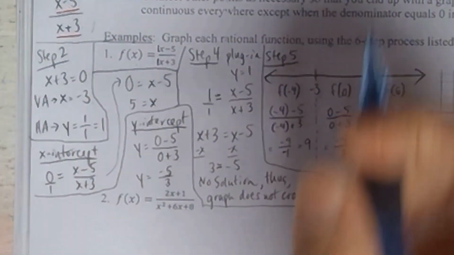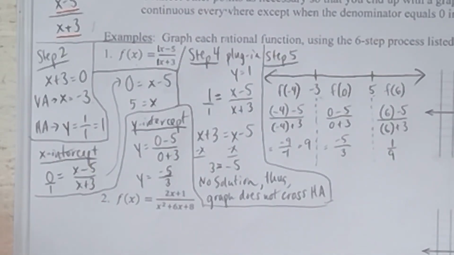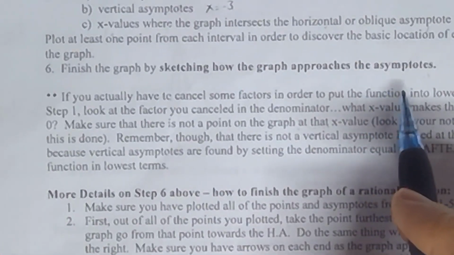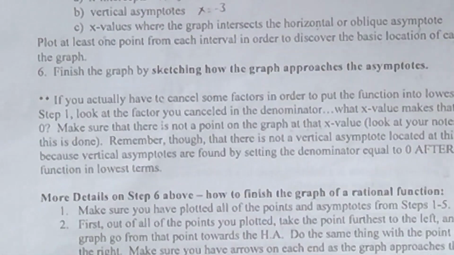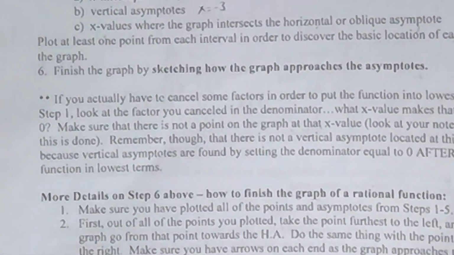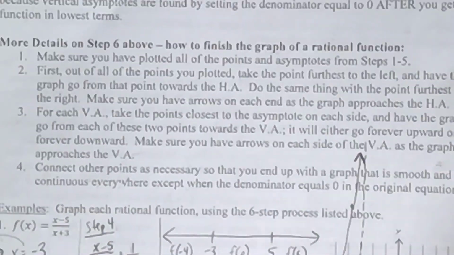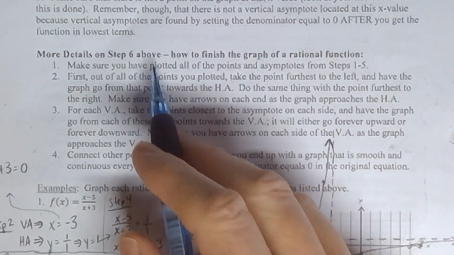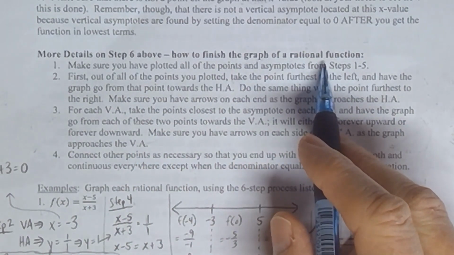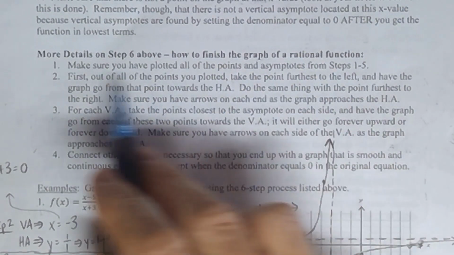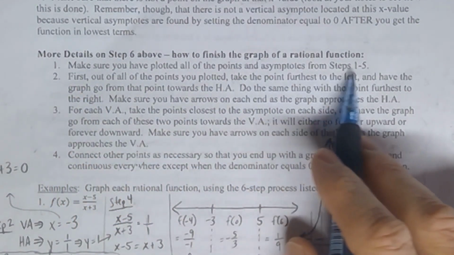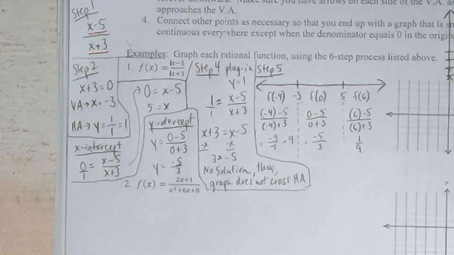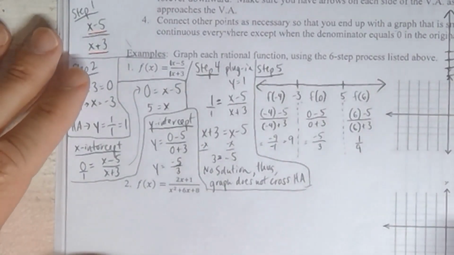So let's go ahead and see what the next step here is. It says finish the graph. Finish the graph by sketching how the graph approaches the asymptotes. Okay, well, that seems like it's pretty vague. So let's give more detail on that. It says more details on step 6 above. How do you finish the graph of a rational function? Number 1, make sure you've plotted all the points and asymptotes from steps 1 through 5. Okay, let's do that first. Let's plot all the points that we found and all the asymptotes too.